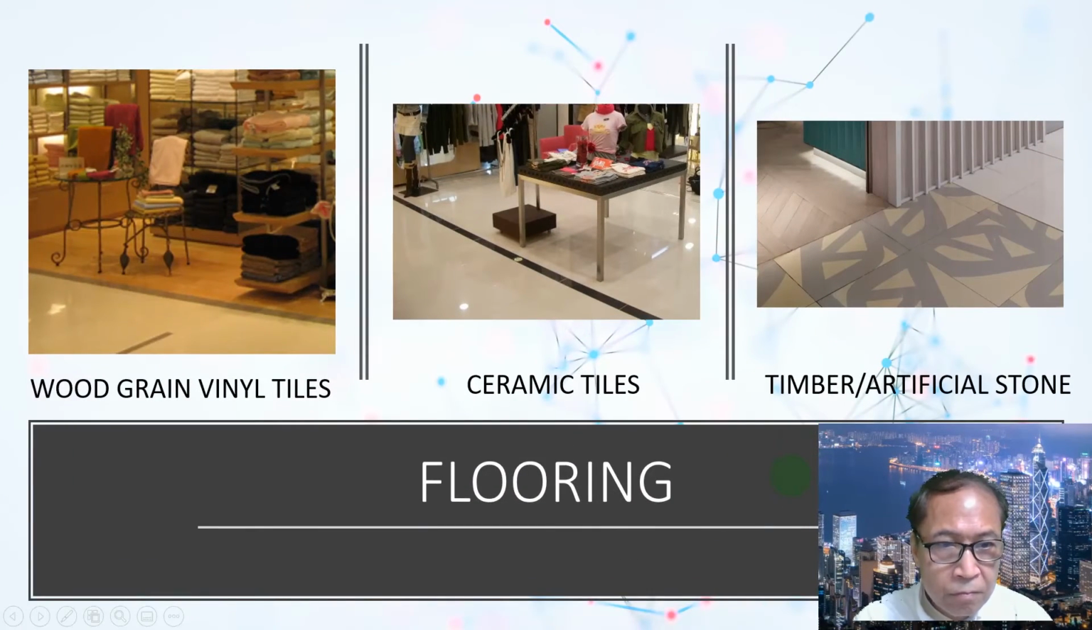Flooring. You see, this is vinyl flooring. It looks like wood. It's a wood grain pattern. It's a vinyl flooring actually. This is vitrified homogeneous ceramic tiles. It's like here, mirror polished and very tough for long lasting. Sometimes we still use timber for flooring, and artificial stone, resin with stone powder. They call it artificial stone.